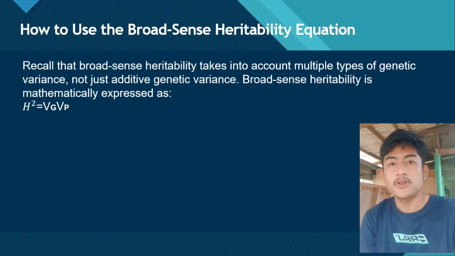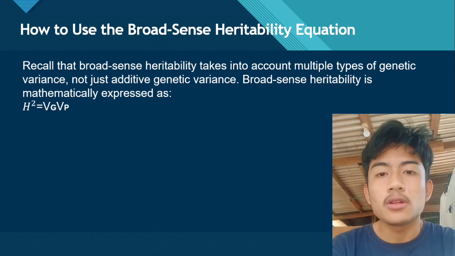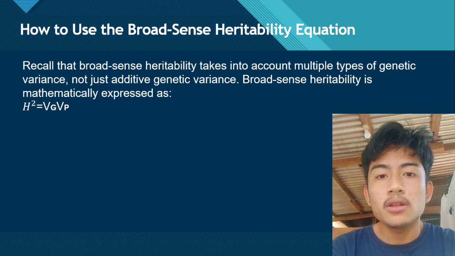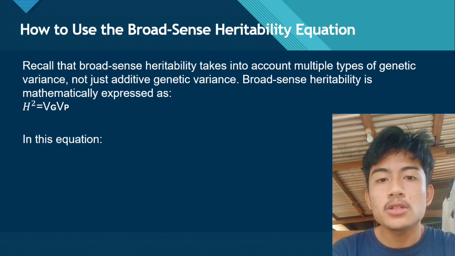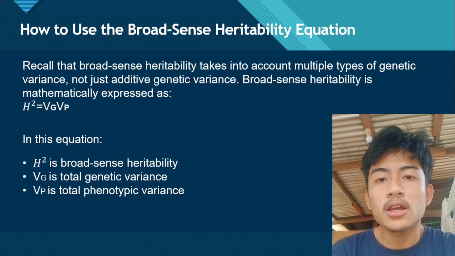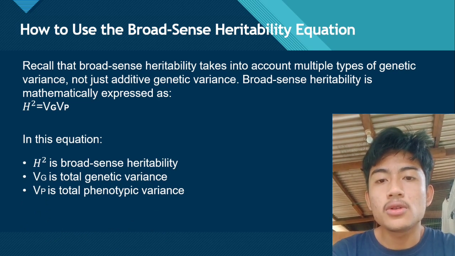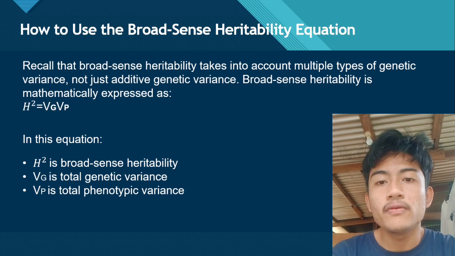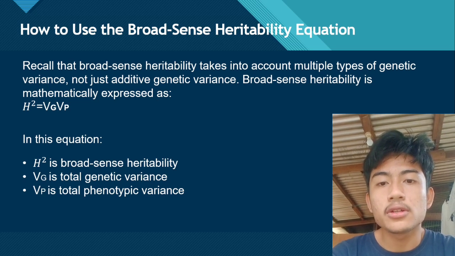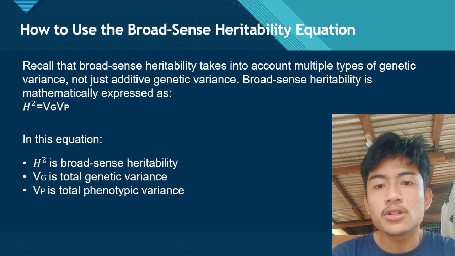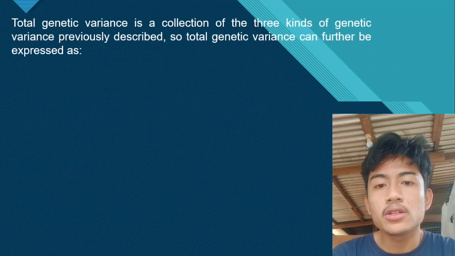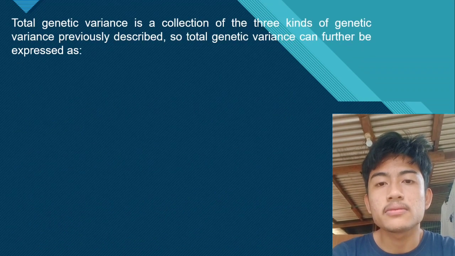How to use the broad-sense heritability equation. Recall the broad-sense heritability takes into account multiple types of genetic variance, not just additive genetic variance. Broad-sense heritability is mathematically expressed as h² = Vg/Vp. In this equation, h² is broad-sense heritability, Vg is total genetic variance, Vp is total phenotypic variance.